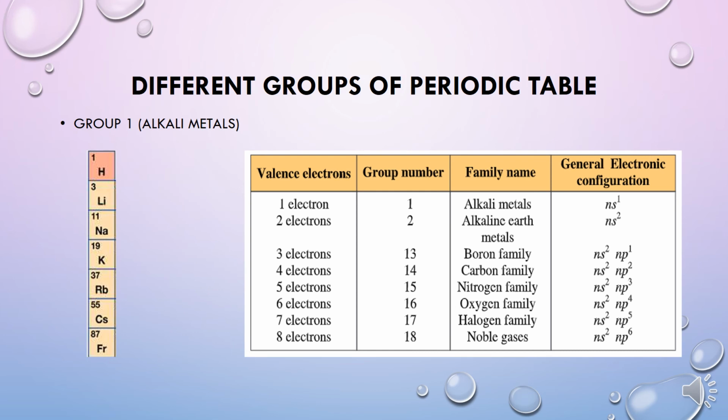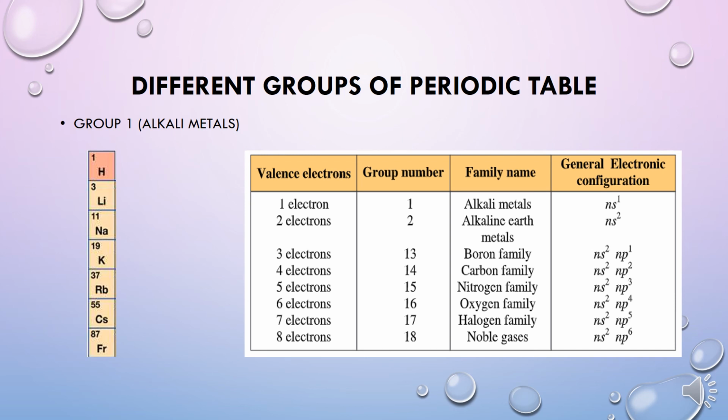Different groups of the periodic table. Group 1 is called alkali metals. Group 1 consists of hydrogen, lithium, sodium, potassium, rubidium, cesium and francium. Although elements of a group do not have continuously increasing atomic number, yet they have similar electronic configuration in their valence shell. That is the reason elements of a group are also called a family. Group 1 elements are called alkali metals.